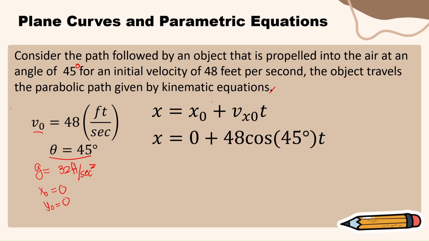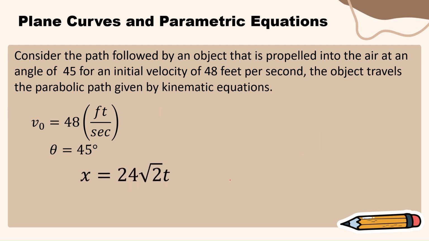So substituting x sub naught equal to 0, then in order to convert v sub o into its x component, we must multiply it with cosine 45 para makuha natin yung x component yan. So that's 48 cosine 45 degrees times time. So simplifying that, 48 cosine 45 is equal to 24 square root of 2 times t, which will give us the x location. So this is the parametric equation for our x.